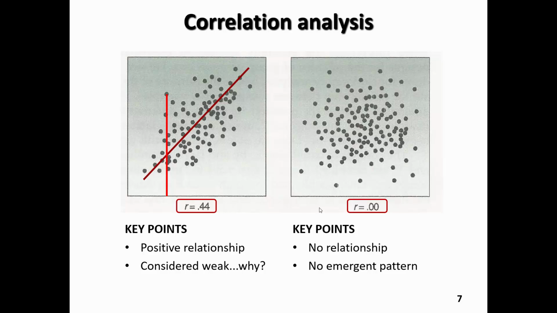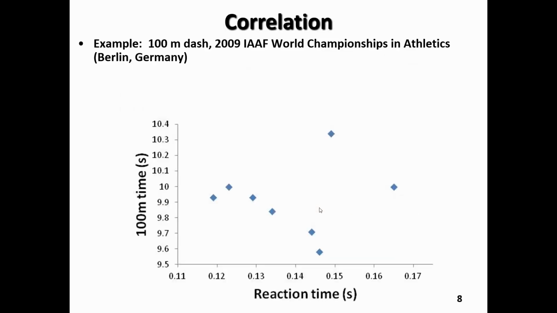The same rule applies if we have a negative relationship. With a negative relationship, a negative 1.0 indicates a perfect correlation that is inverse. We take a look at another example here. These are actual data obtained from the 2009 track and field, or athletics, championships for the 100-meter dash.